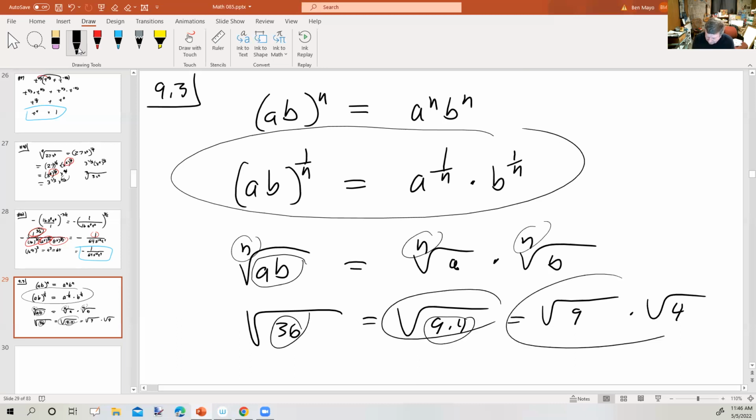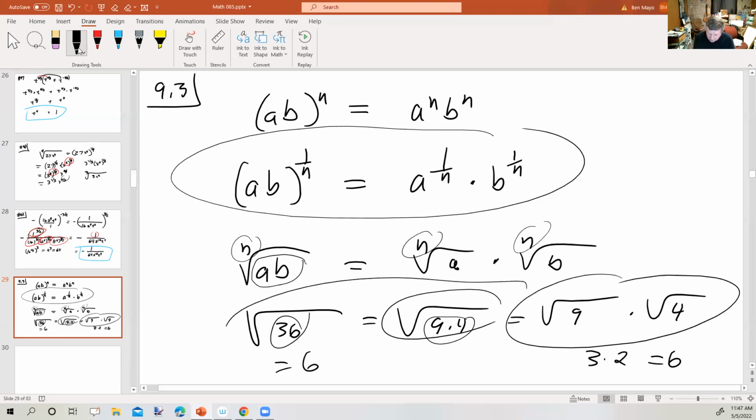I can take this and write it like that and then deal with each one of these separately. Square root of 9 is 3, square root of 4 is 2, 3 times 2 is 6. Of course, in this example, you could go straight there anyway, but I'm just wanting to show you how that works. So if we have a product under the radical, we can separate the different factors, each under a radical with the same original index, okay?